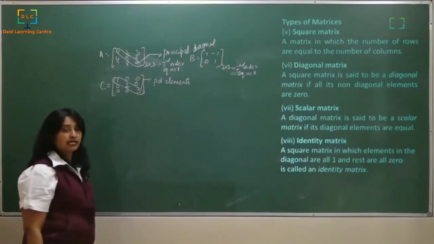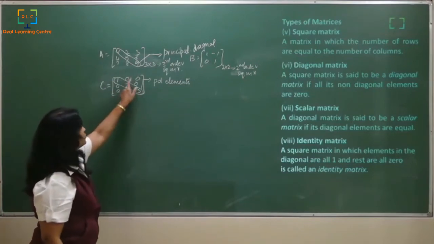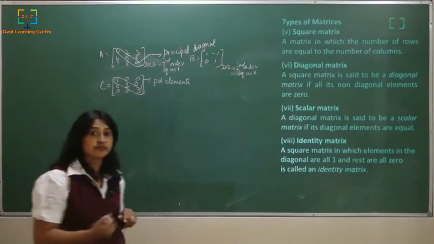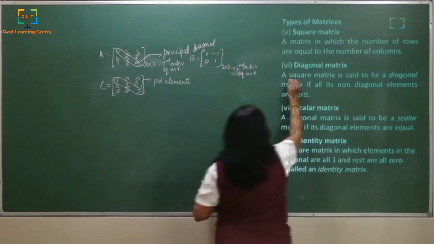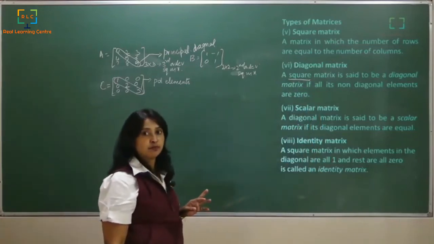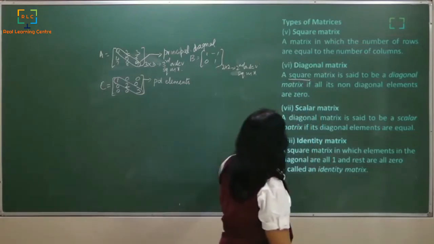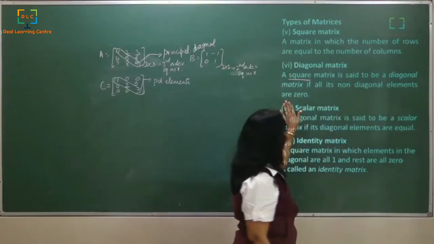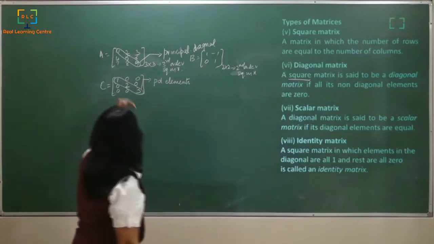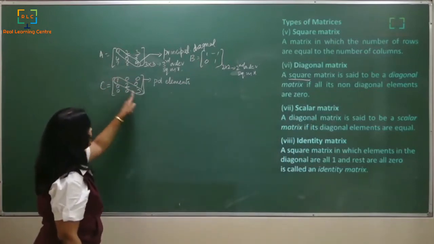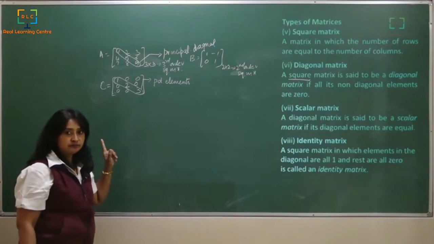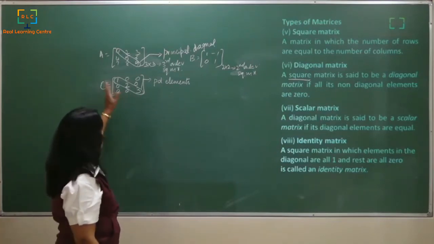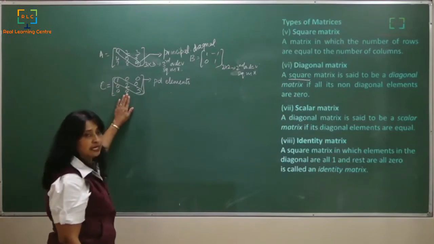Principal diagonal elements will be non-zero elements, and the rest of the elements will be equal to 0. Then it is called a diagonal matrix. How are you going to write the definition? A square matrix, the word square there is important. A square matrix is said to be a diagonal matrix if all its non-diagonal elements are 0. All the non-diagonal elements will be 0 and the diagonal elements will be non-zero. It will not be equal to 0. It may be anything. So this is called a diagonal matrix.